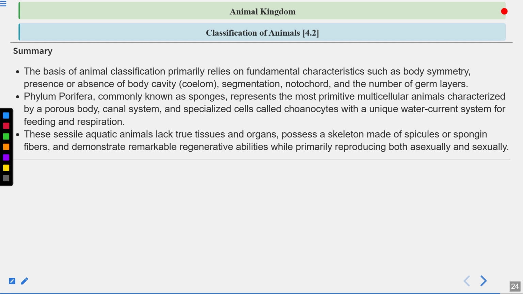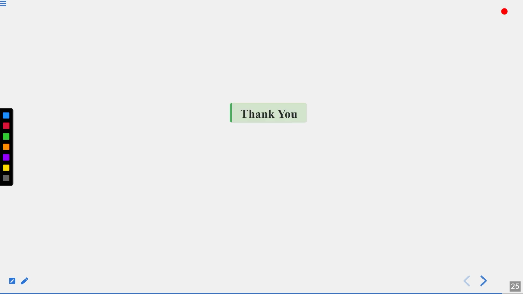They have a unique water current system for feeding and respiration. They are sessile organisms, attached to the substratum, right? They lack true tissue or organs, possess a skeleton made up of spicules or spongin fibers, demonstrate remarkable regenerative abilities, while primarily reproducing both asexually and sexually. So this is all about today's session.